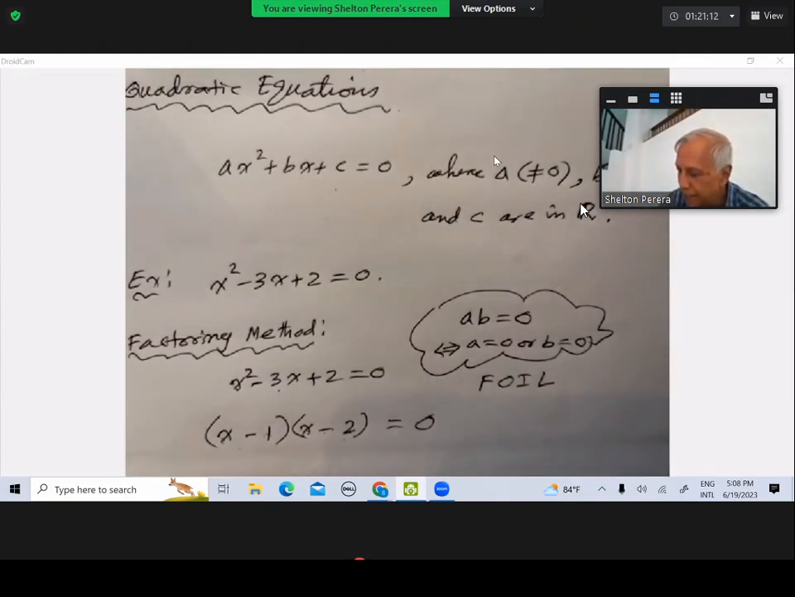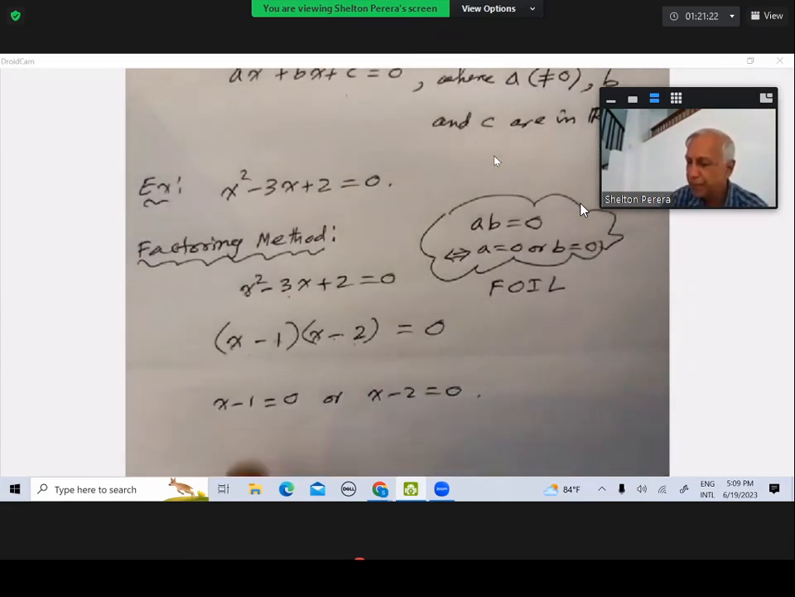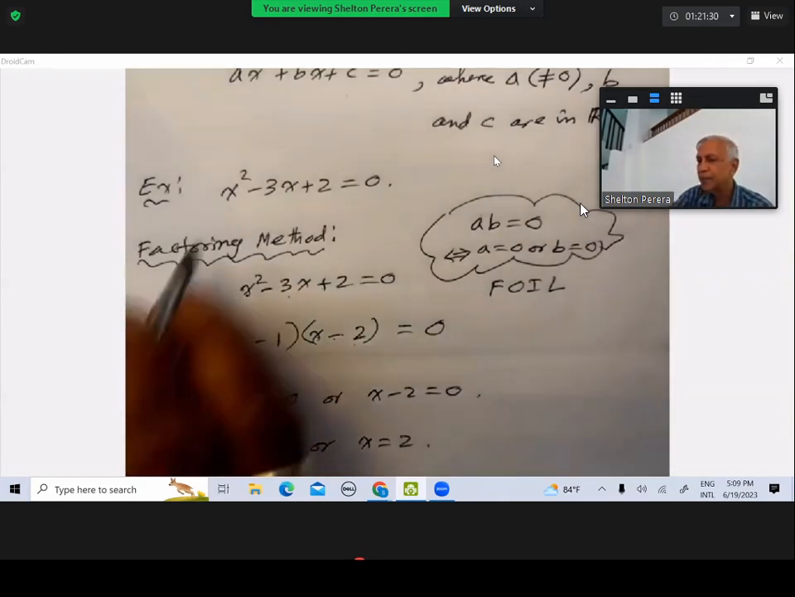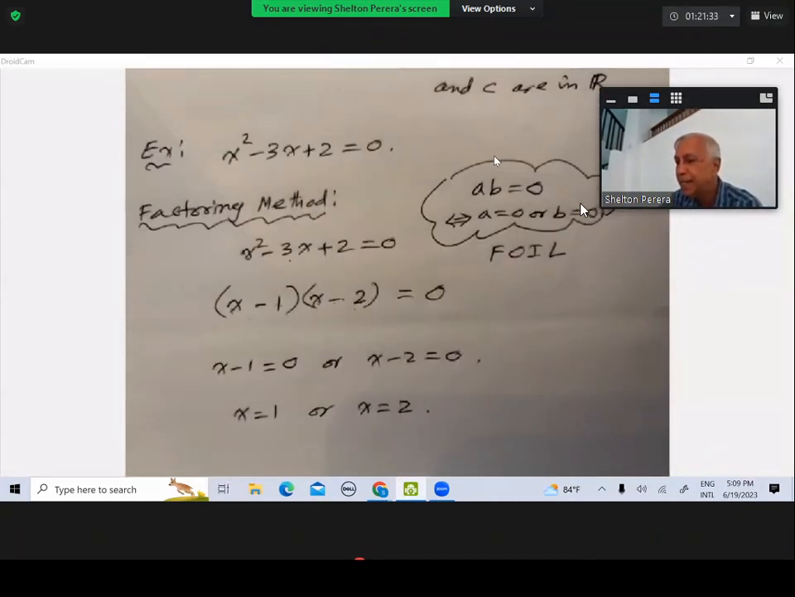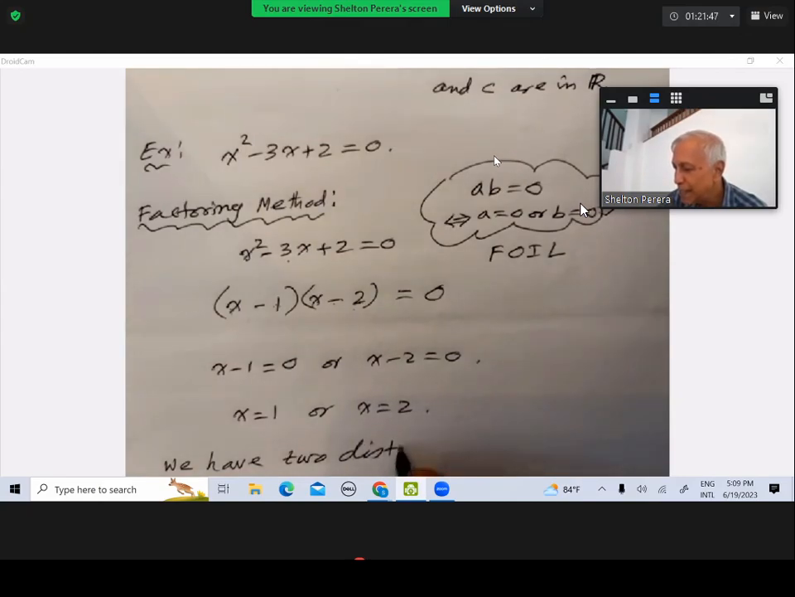So we have x minus 1 equal to 0, no bracket necessary when there is nothing in front of it, or x minus 2 equal to 0. From this we get x is equal to 1, take this to the other side, x is equal to 2. So this equation has two distinct solutions, meaning the equation has two distinct solutions.